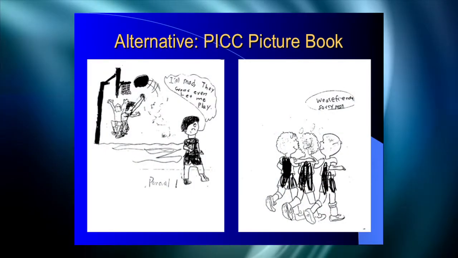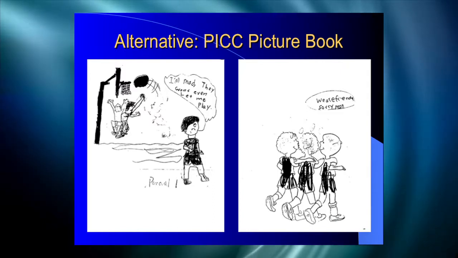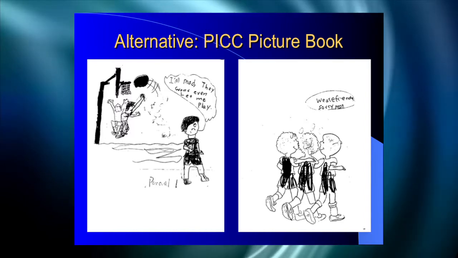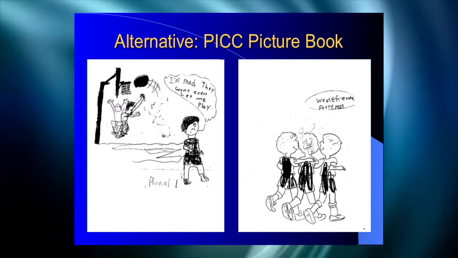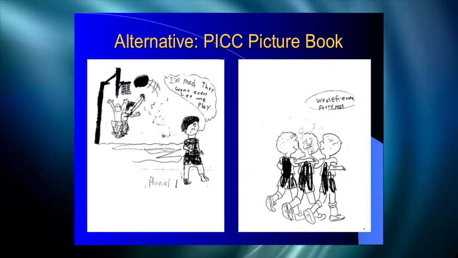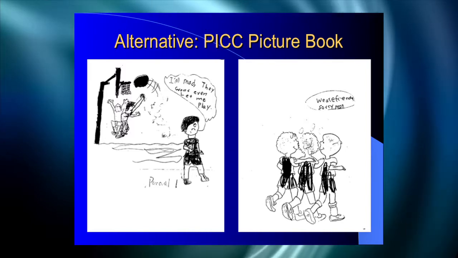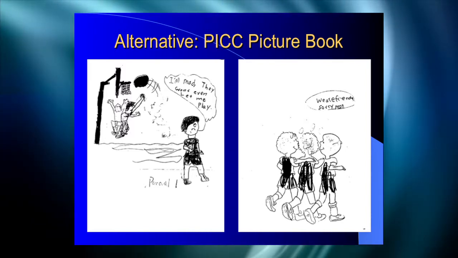And as we mentioned before, another alternative is a picture book. This is just a simple example of where you'd start off with the problem stem: I'm mad, they won't even let me play. And then at the end, we're friends. Sorry, man. And then their job is to fill in various choices, various options that the character could use to become part of this group, this pair of other kids, what they could do.